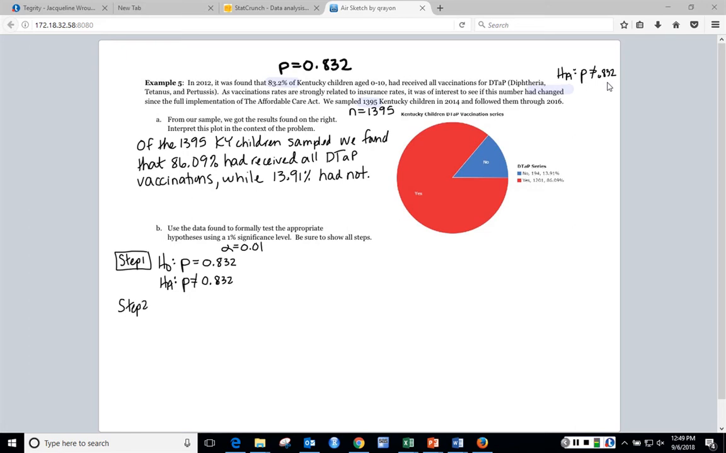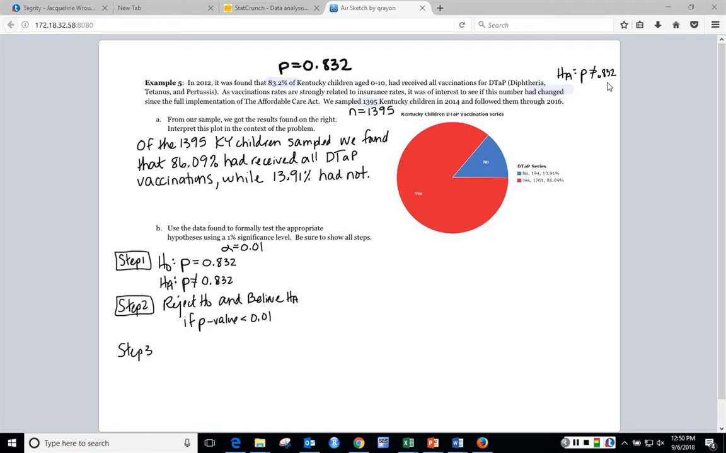Right, for our second step, it is just that decision rule. So I'm going to reject the null, and I like to say and believe the alternative, if my p-value is less than my significance level, which here is at 1% or 0.01.